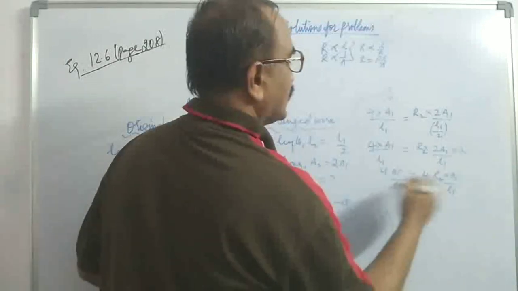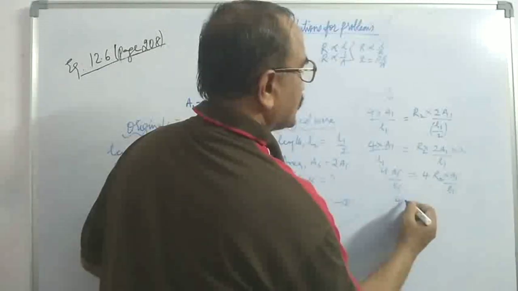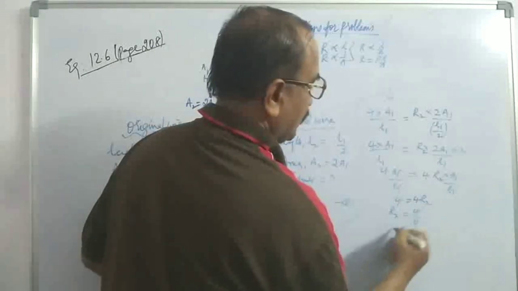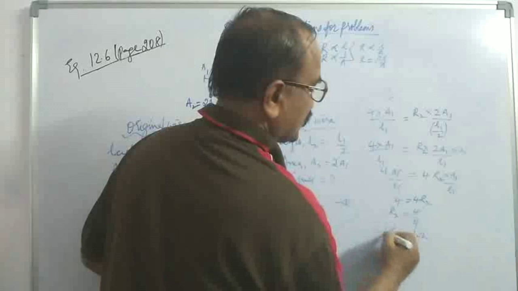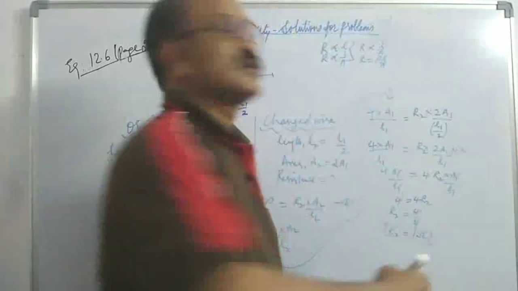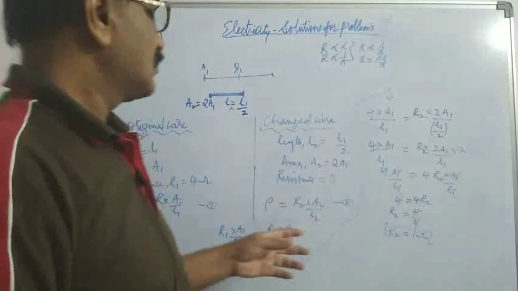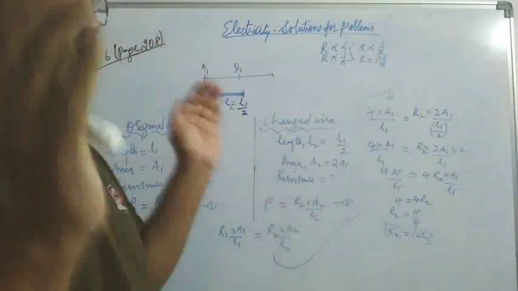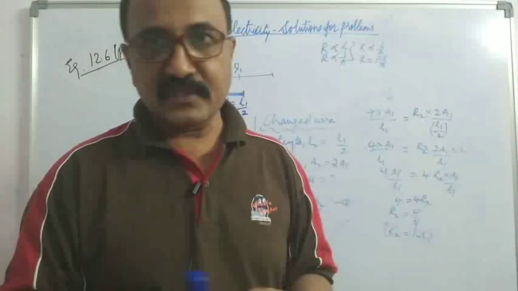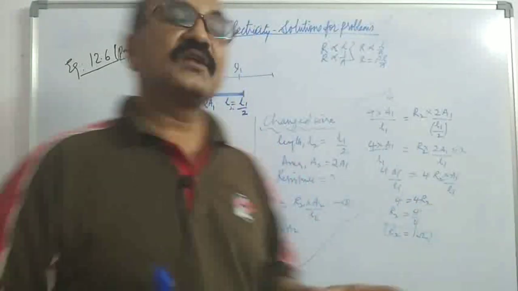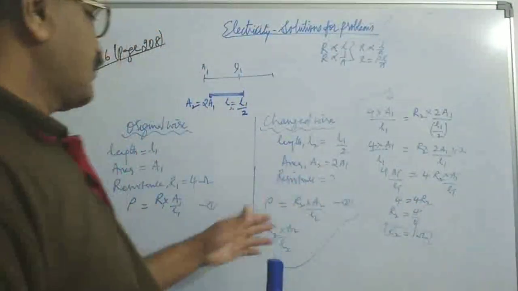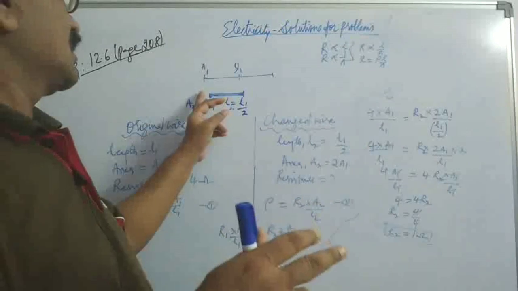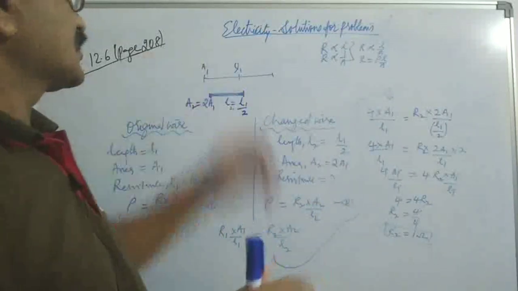Cancelling A1 by L1 on both sides, you get 4 equal to 4 times R2, or R2 equal to 4 by 4, that is R2 equal to 1 ohm. So what we see, children, is that there is a decrease in the resistance. The area is increasing and the length is decreasing. So overall, the effective resistance has decreased, because of increasing the area and decreasing the length.